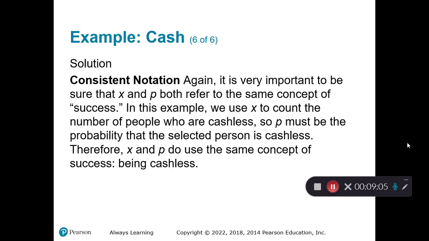Again, a reminder that we want to be consistent. X is counting the number of successes, so that number should be paired with P, the probability of success. N minus X is the number of failures. That number should be associated with Q, the probability of a failure.